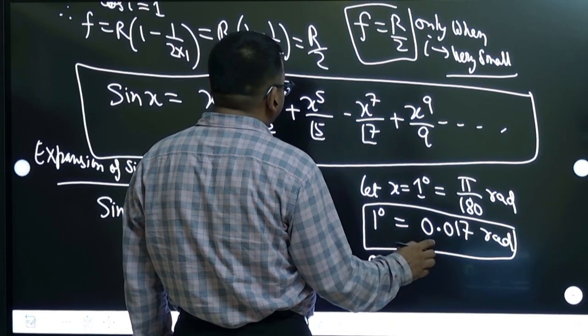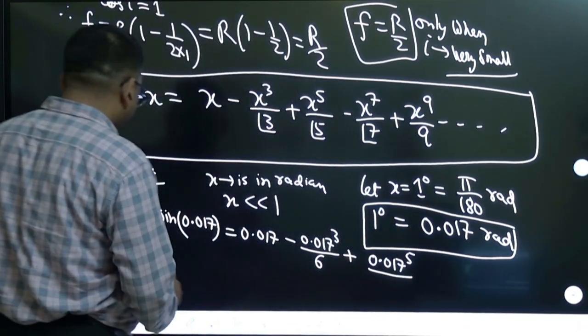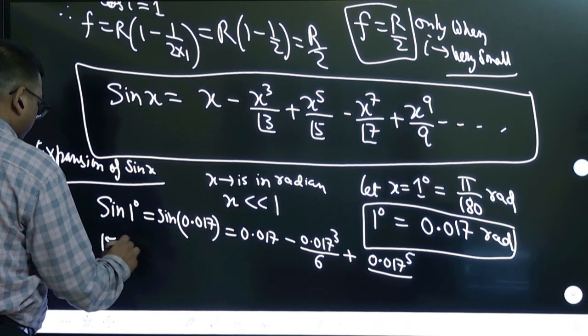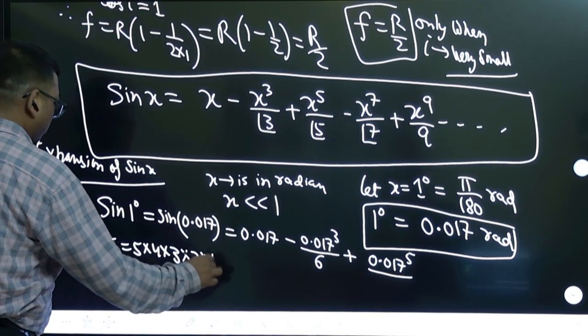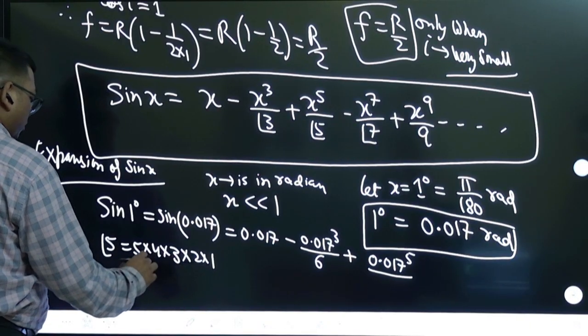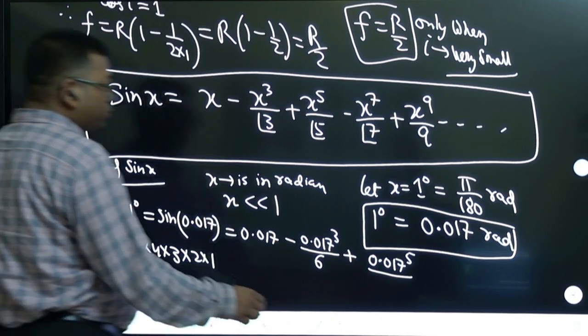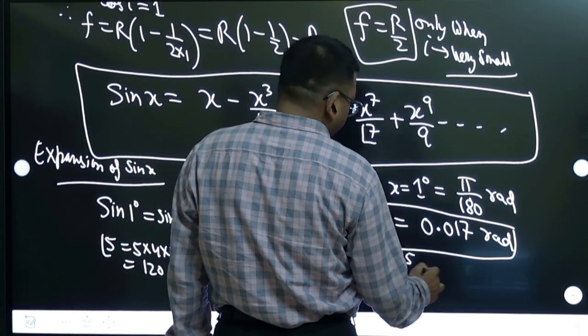How much is 5 factorial? Tell me. 5 factorial is 5 into 4 into 3 into 2 into 1. How much is it? 5 into 2, 10. 4 into 3, 12. So you can expand this, and like that you can keep on expanding the other terms.